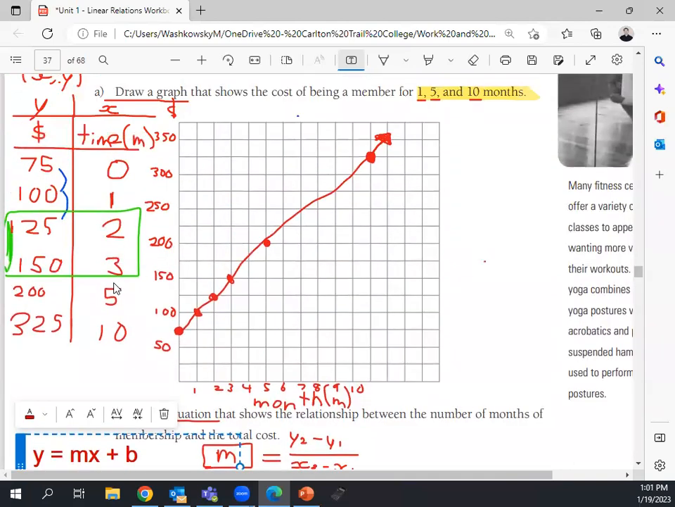So how can I do that looking at this information over here? Why do you think it's 75? Yeah, so you're super close. You're super close. It is 75. And I think I see what you're saying.